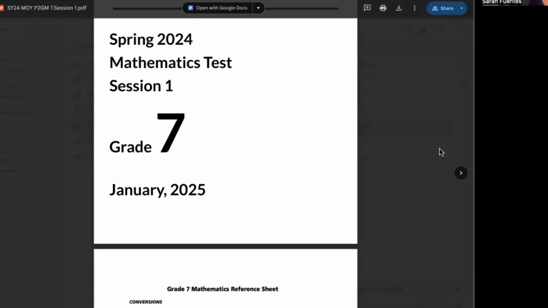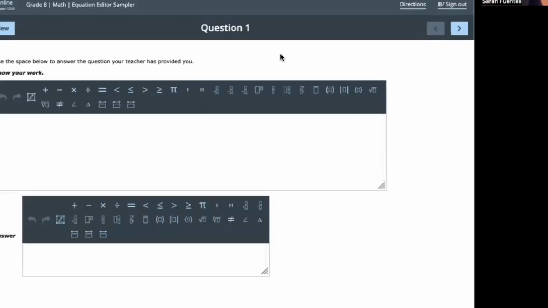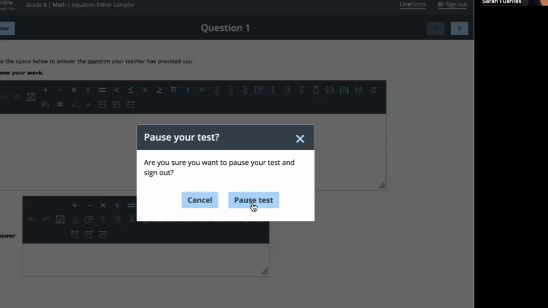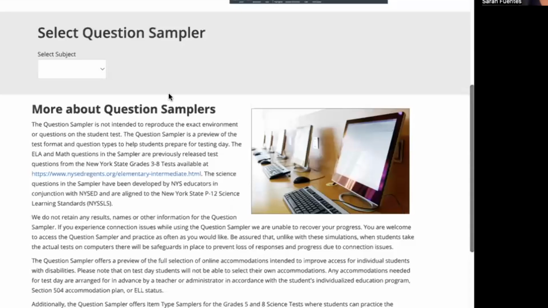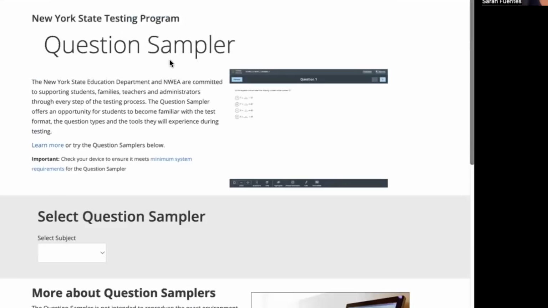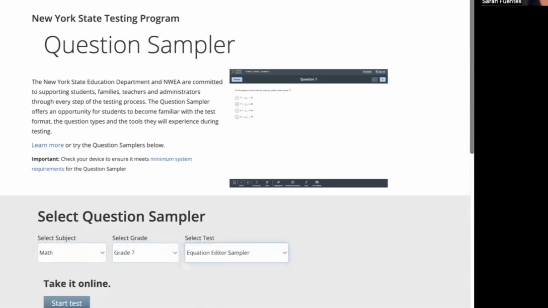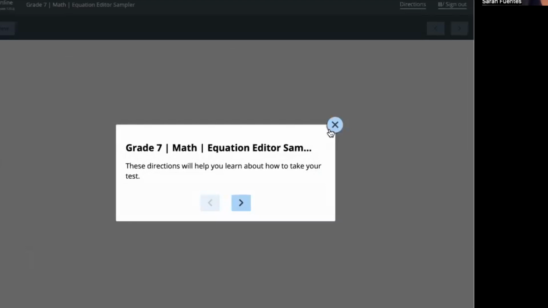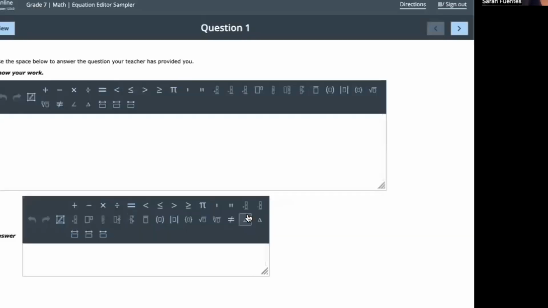If your school does this on computer, then I'll make sure to put a link in the description for the equation editor. It looks kind of like this. Let me pause this. I'm going to put this link in here for a question sampler, and you can go to Math 7th grade equation sampler and start your test. This is just to practice where all the buttons are for when you put in your constructed response answers.